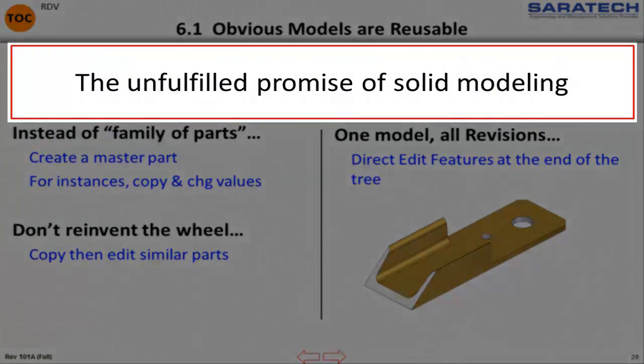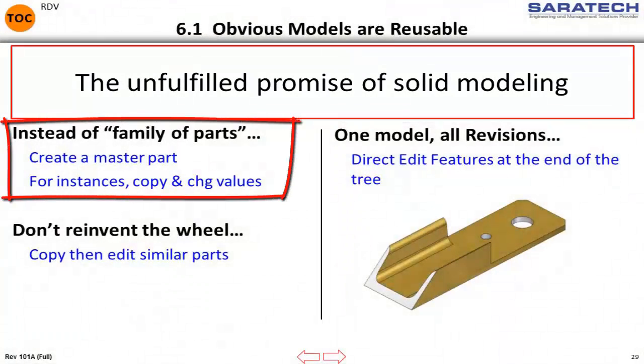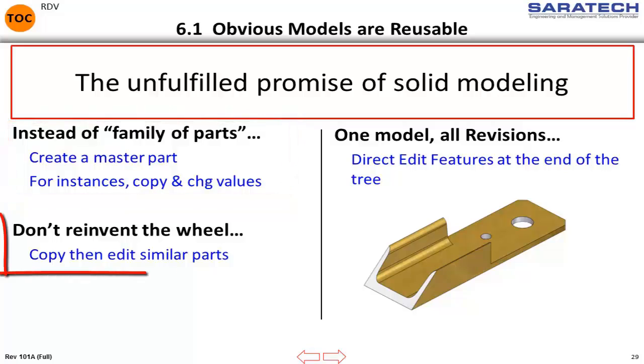Reusable models are the original promise of solid modeling. By using the resilient modeling strategy, a family of parts can easily be made. Simply create a master part and then create instances by renaming and changing a few values. When solid models are obvious and editable, an inventory of legacy parts suddenly becomes quite valuable.